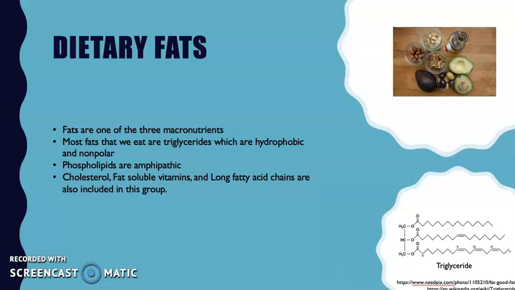This raises an issue for digestion because hydrophobic molecules do not readily associate with water, and the digestive environment is aqueous. This makes the absorption of fat extremely different than the absorption of proteins or carbohydrates.